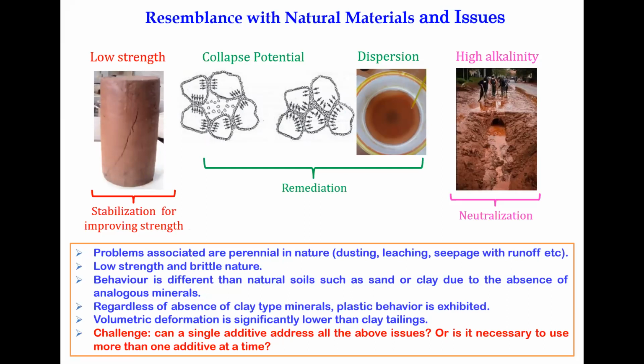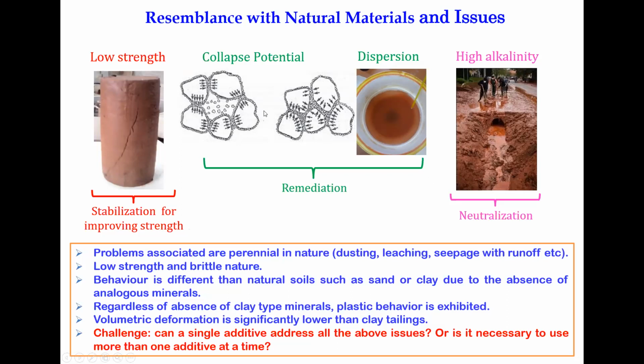But in addition to that, what are the other problems these waste materials pose? The very first thing that comes to mind is the strength. We stabilize every kind of waste material and ensure that the strength is in compliance with the prescribed codal provisions. Then we say that yes, this waste is stabilized. But it is not only the strength aspect that poses a problem, we also need to look into some other engineering aspects, which include the collapse potential, the dispersion, and the alkalinity.